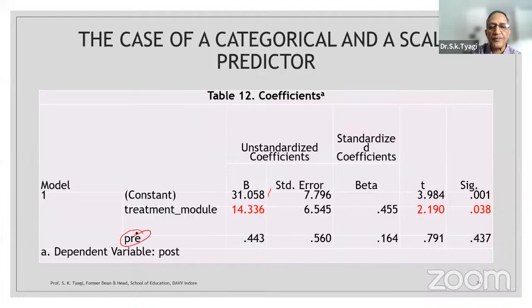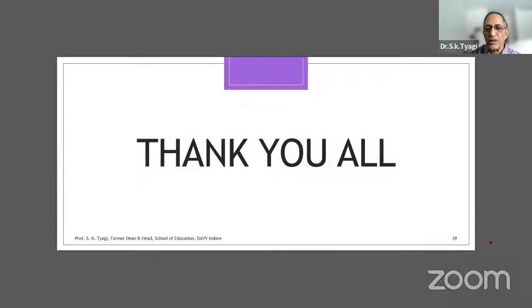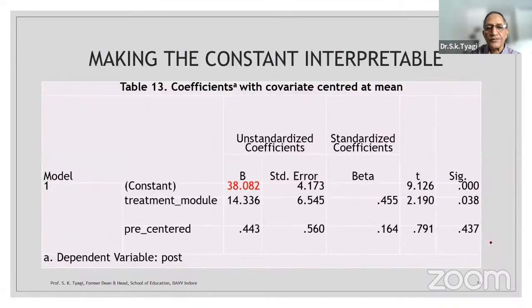Now when we entered pre, 0.443 was the regression coefficient, and 2.190, 0.038, 0.437. With centered, now making the constant interpretable, when we regressed pre-centered, this has changed, but all other things are the same: 0.038, 14.336, 0.443, 0.437. All other things remain unchanged. This constant has changed.